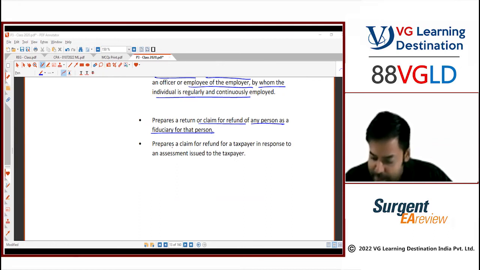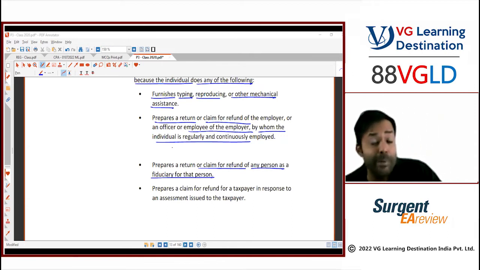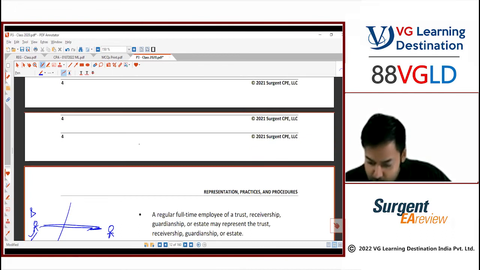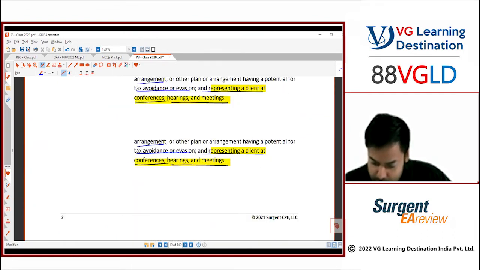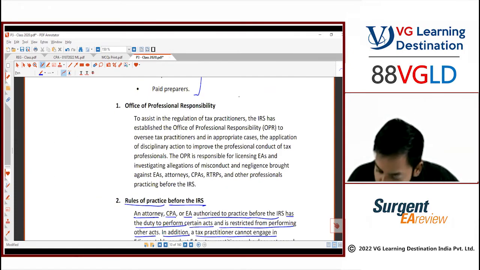In all of these cases, it is not considered to be the TRP. Otherwise, generally, everyone who is a paid tax return preparer is going to be the TRP. The only point which I left in between is the OPR, the Office of Professional Responsibility.